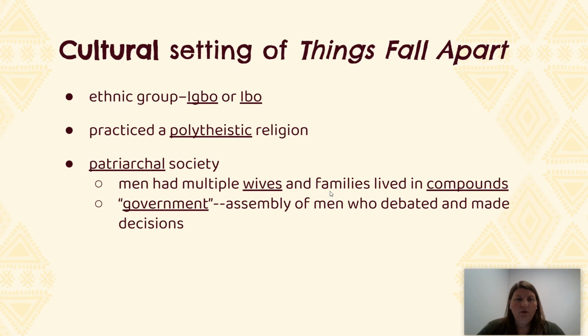The Igbo were a patriarchal society. So that means like the men are in charge. And some ways that we see that are that men had multiple wives, and then families lived in compounds with the man as like the head of the compound. We're going to take a look in today's lesson at a description of the setting where the main character's family lives, and we can see his hut within his compound and then his wives.